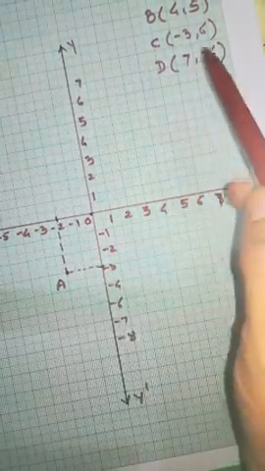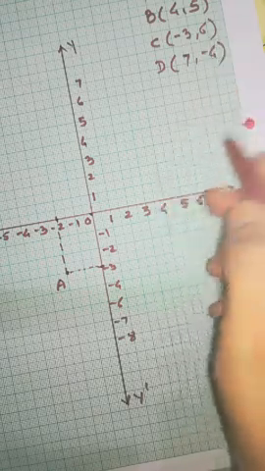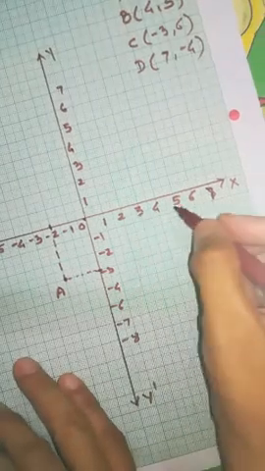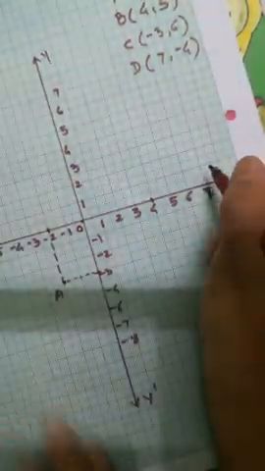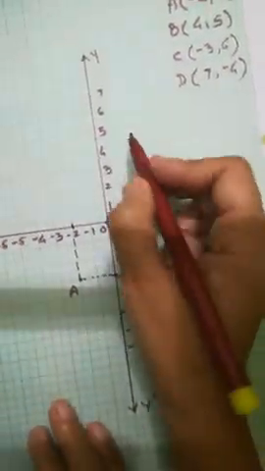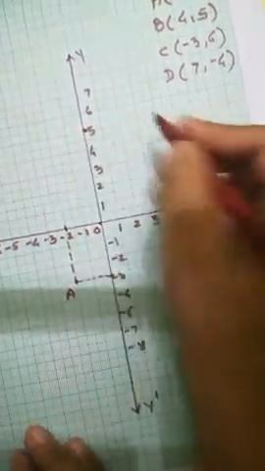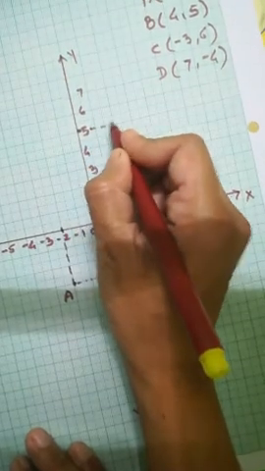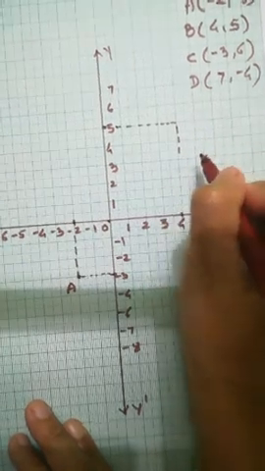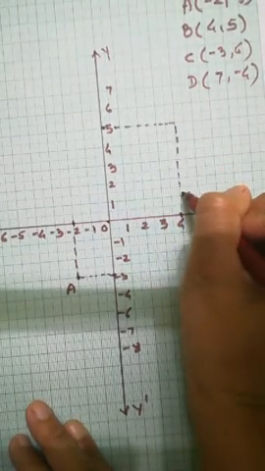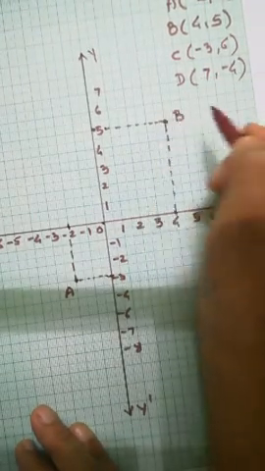Now take the second example, B, 4, 5. So 4 is the value of the x coordinate and 5 is the value of the y coordinate. Search, where is 4? 4 is positive, means it must be on the right side. Here is 4. And where is 5? Here is 5. On the y-axis positive points mean here. Now we got 2 points. From those points we have to draw the perpendicular lines. Here we can draw the perpendicular line like this, and this intersecting point is our B coordinate.